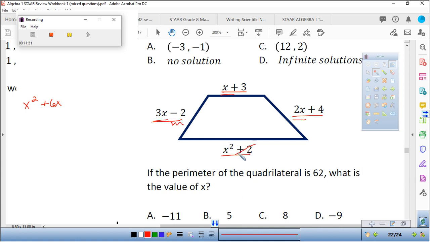Here I'll have, these cancel out. If you don't mind, gone. Plus 7 equals 62. And solve. Okay, so I have to write this equation down fast. x squared plus 6x plus 7 is equal to 62.